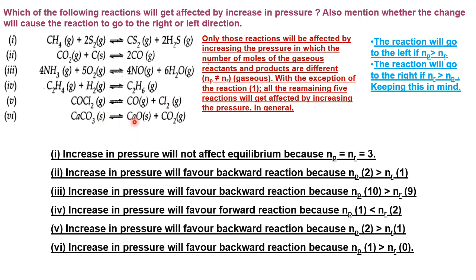1 mole to 2 moles, low pressure to high pressure, backward. Now solid is here, gas is on the product side. It is going from the least pressure to more pressure. So if you increase the pressure, what happens? It will favor the backward direction. All these are the same. Okay, right.